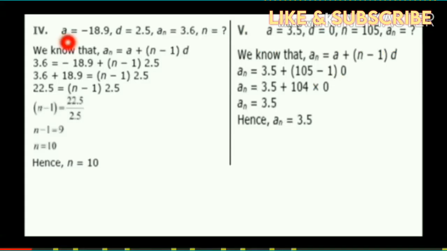Part 4. a is equal to minus 18.9. d is equal to 2.5. an is equal to 3.6 and n we have to find. Now again we know that an is equal to a plus n minus 1 into d. an we know 3.6 is equal to a, minus 18.9, plus n minus 1 into d.